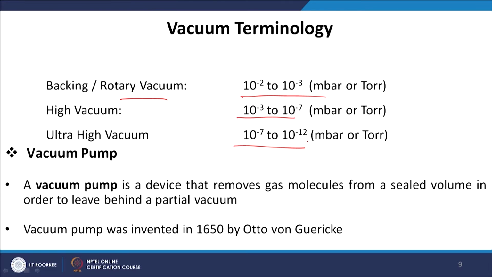So, we have classified the vacuum into 3 different categories. One is the rotary vacuum, which is 10 to the power minus 2 to 10 to the power minus 3 millibar. Another is the high vacuum, which is 10 to the power minus 3 to 10 to the power minus 7 millibar, and another is the ultra high vacuum, which is 10 to the power minus 7 to 10 to the power minus 12 millibar.